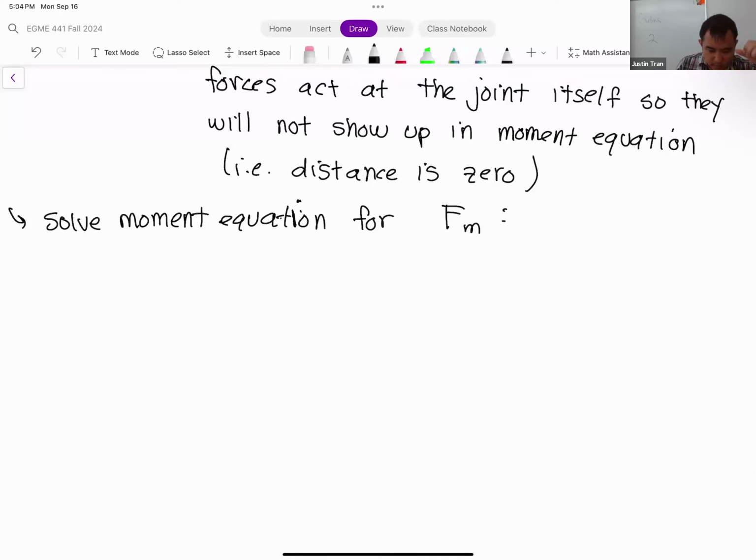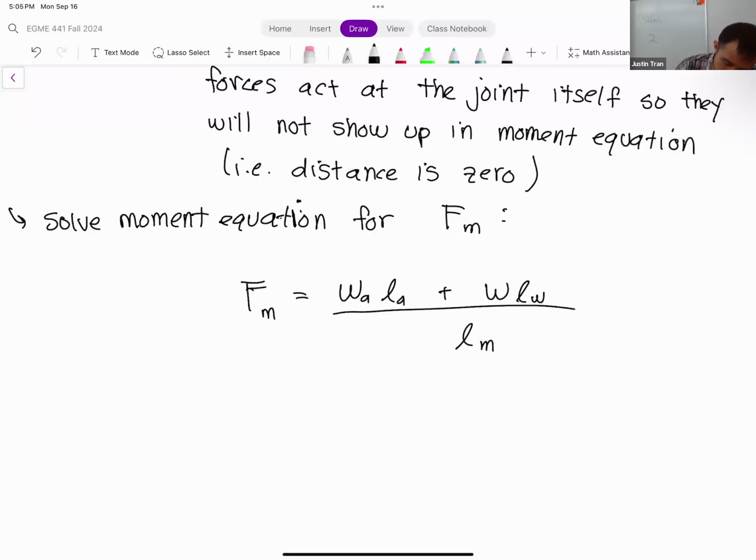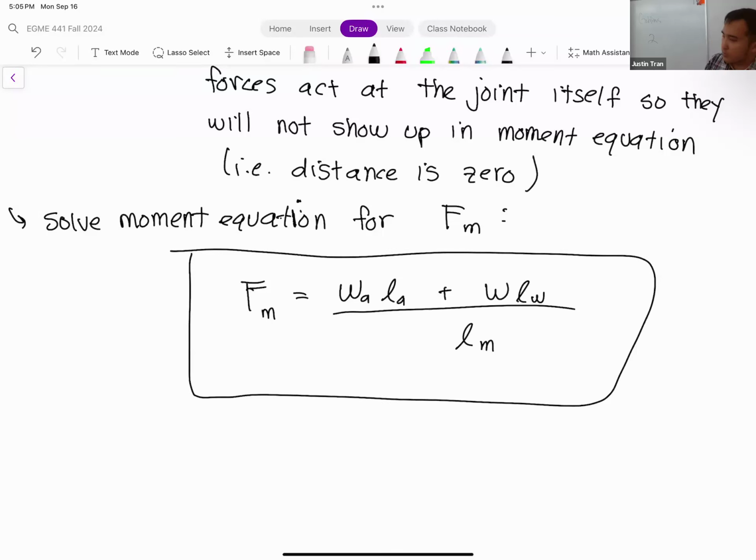It's just simple arithmetic. What we're going to do is move everything that's not FM to the other side of the equation and divide both sides by LM. Then what we get in the end is FM is equal to WA, LA plus W, LW, divided by LM. So, a pretty straightforward result. It was a lot of talking, but we end up with something straightforward here.